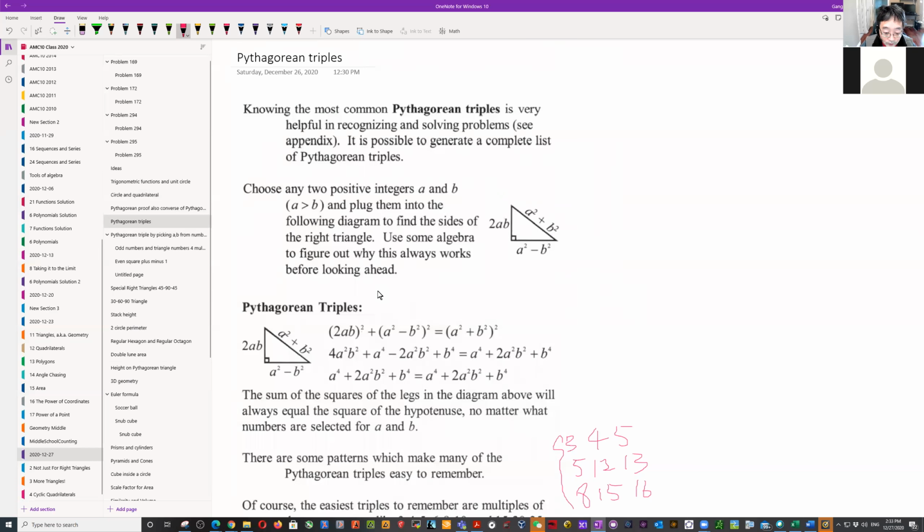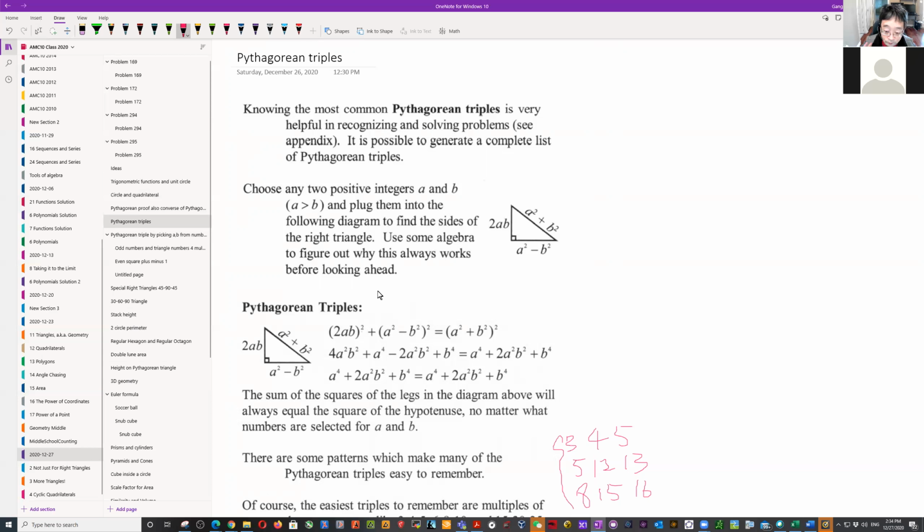So 2ab squared is going to be 4a square b square, and a square minus b square squared is going to be a fourth minus 2a square b square plus b to the fourth. And this side is a fourth plus 2a square b square plus b fourth. Those actually are equal, and you will notice that because 4a square b square and the minus 2a square b square, the expansion on this side and this side are equal.